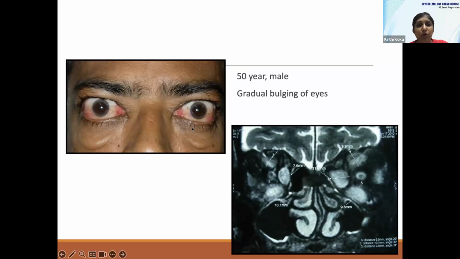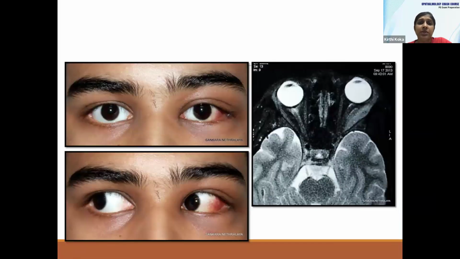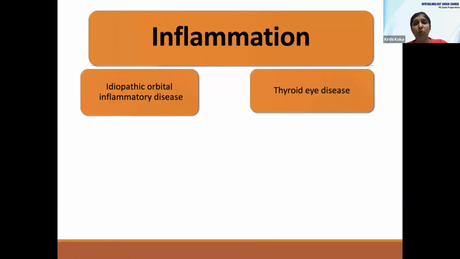So you look at this: bilateral proptosis, upper lid, lower lid retracted, lateral flare. Okay, MRI showing enlargement of all the muscles. So this is thyroid eye disease. Similarly, you have a patient with proptosis, localized inflammation. And here MRI showing enlargement of the lacrimal gland and inflammation of the lateral rectus muscle. This is IOID, idiopathic orbital inflammatory disease. So you need to differentiate both of these.